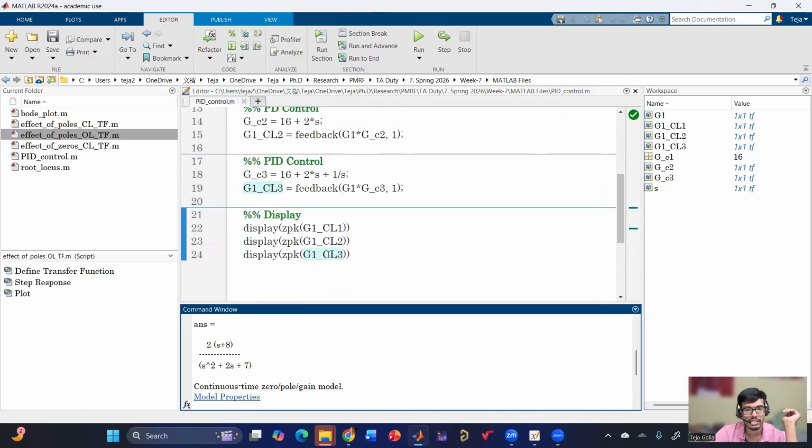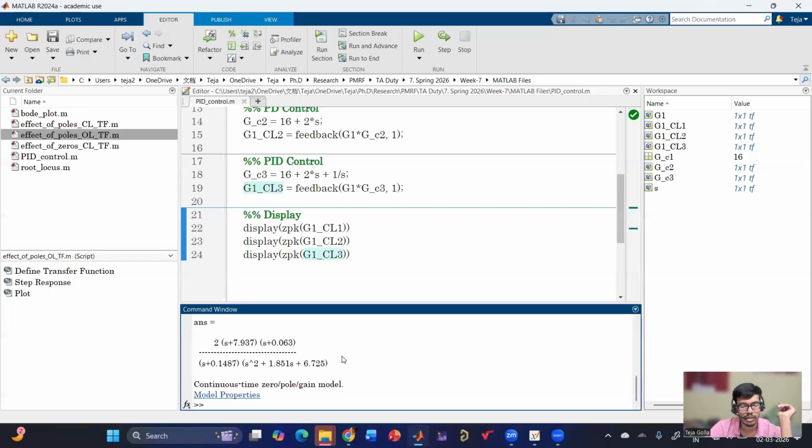And for the third case, where we have used the PID control, we have obtained that the system is stable because I can see this is on the LHP side. Similarly, this is also on the LHP side. So we can say the system is stable. For this case, we can also say the zero steady state error can be achieved. Again, you can give the step response and see whether we are able to achieve the zero steady state error or not.